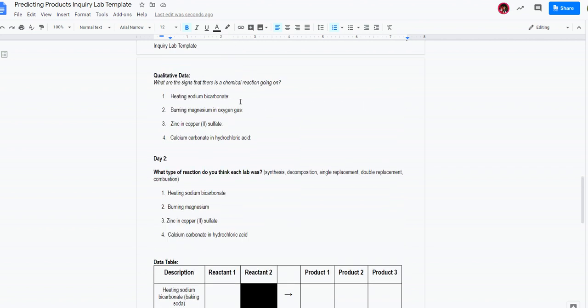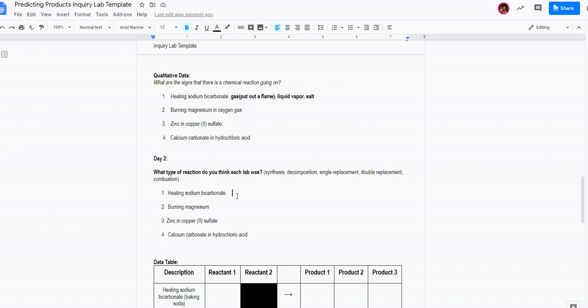We did the first one together, so when we heated up sodium bicarbonate, what did we see? Well, we saw a gas which put out a flame, right? What else did we see? We saw liquid vapor on the tube, right? And we saw also there was some kind of salt remaining in there. So just looking at that, what type of reaction do we think that is?